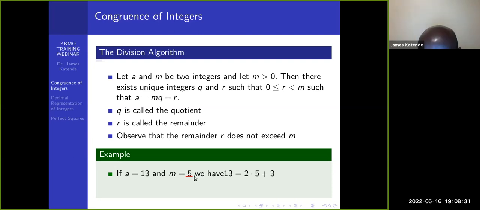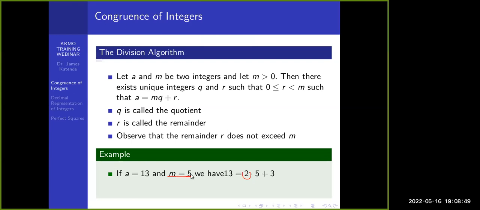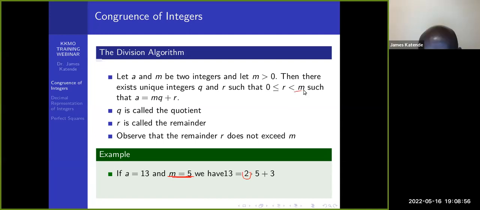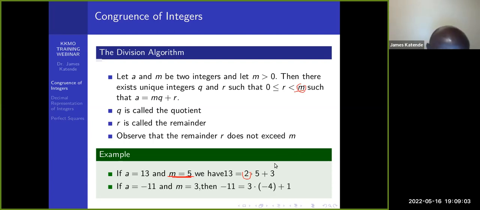We're working with 13 and 5. So the one that maybe can change is this. Maybe you can change 1 times 5 to get 5, but then you'd have to add 8 to get 13, and 8 is much bigger than 5. That gives us a problem. It doesn't satisfy our requirement that the remainder cannot exceed the divisor. So we must stick to those conditions if we want q and r to be unique.